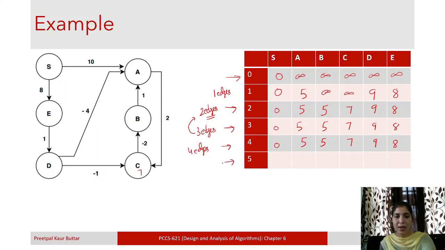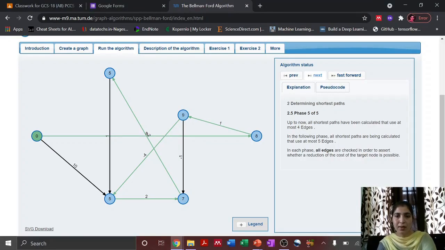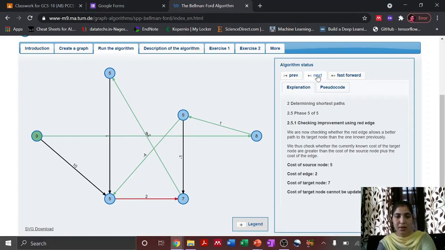Now we are at the last iteration. Here we are considering 5 edges in between. Let me go through this execution.